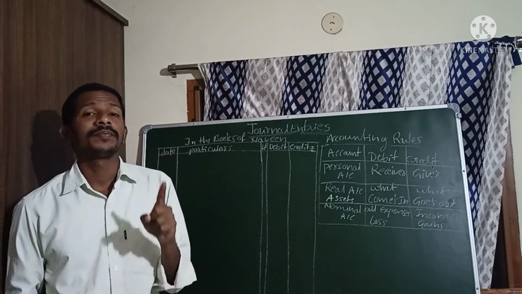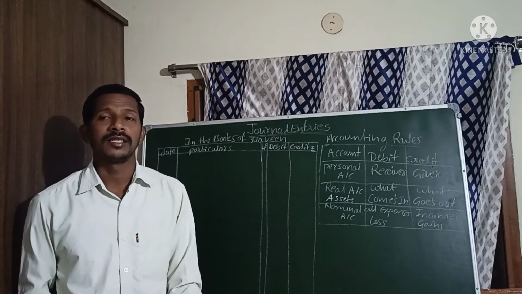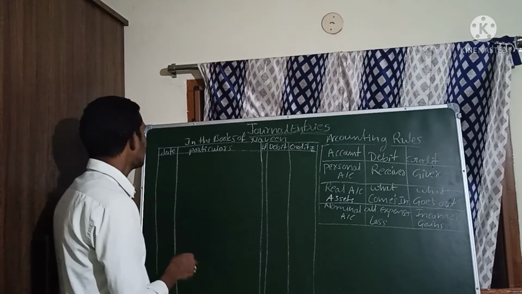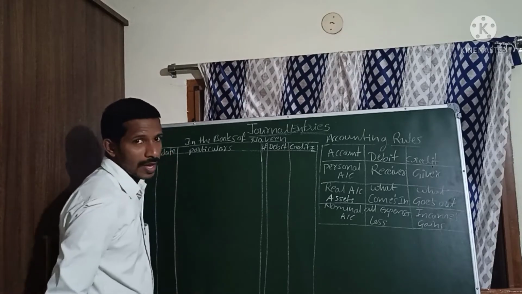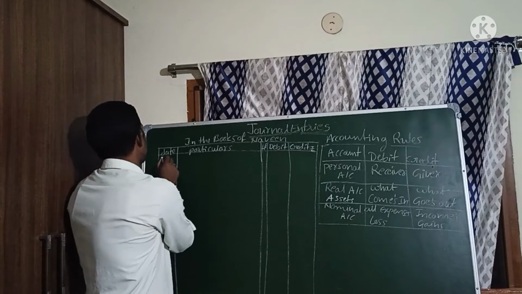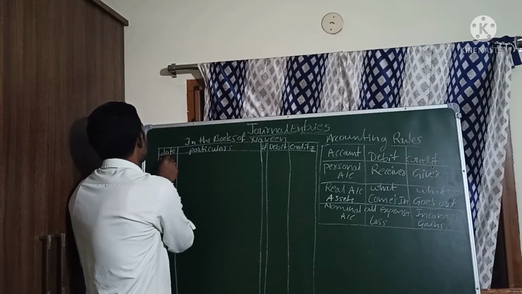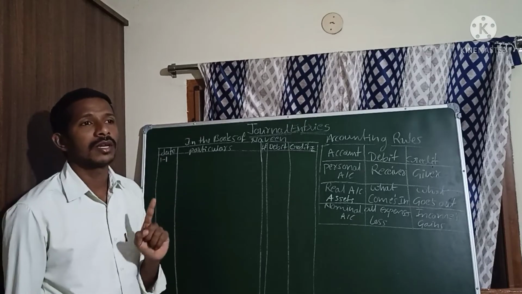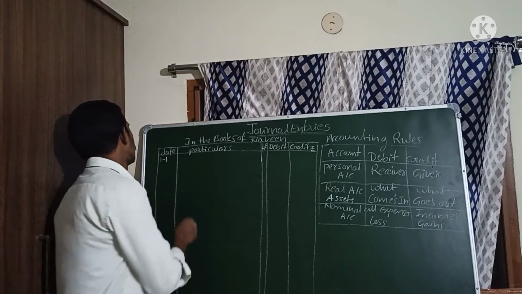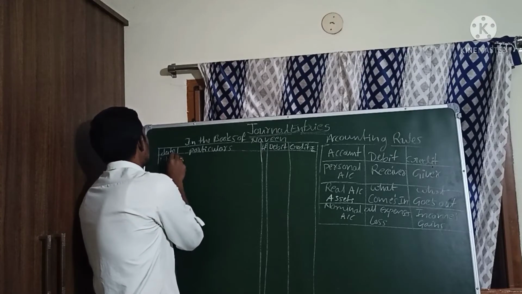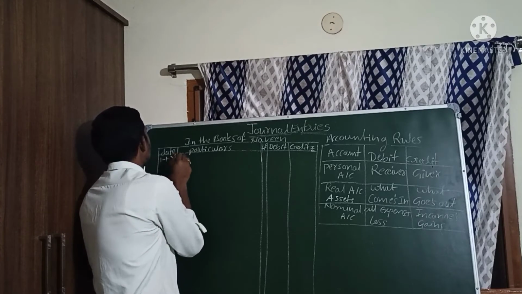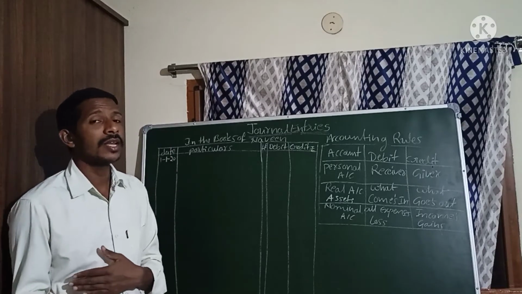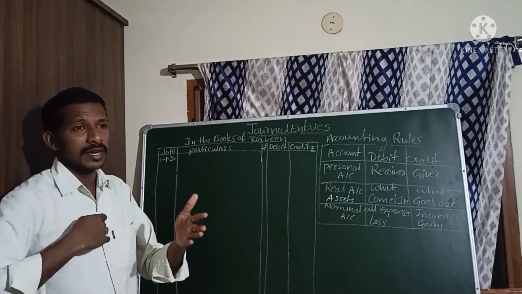So the first transaction is always the commencement of business. Vyapara prarambamu, business started. For example, I am writing the date 1st January. These transactions relate to one particular month, for example January. January 1st, 2020.